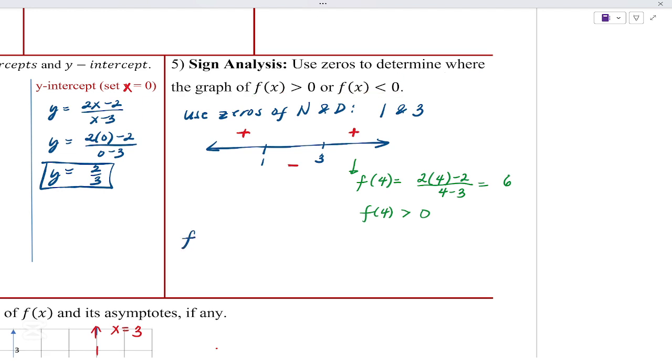So we can write that f of x is greater than 0 on the intervals where we choose the positive: from negative infinity to 1, both open, union from 3 to infinity. These intervals are open because 0 is not included. And then f of x is less than 0 for the interval from 1 to 3.